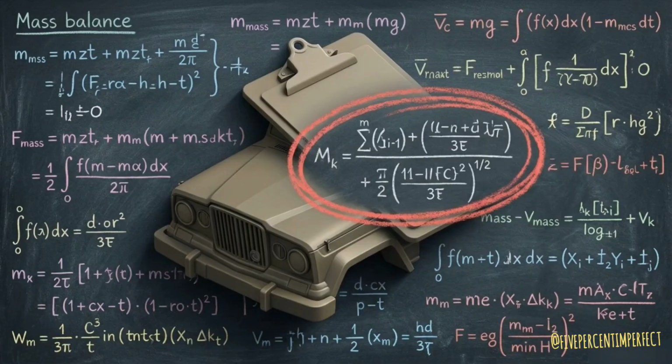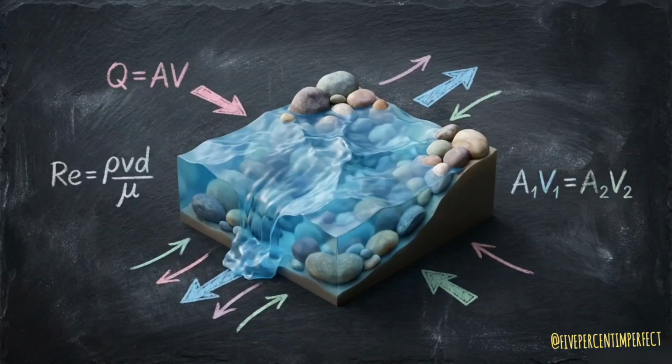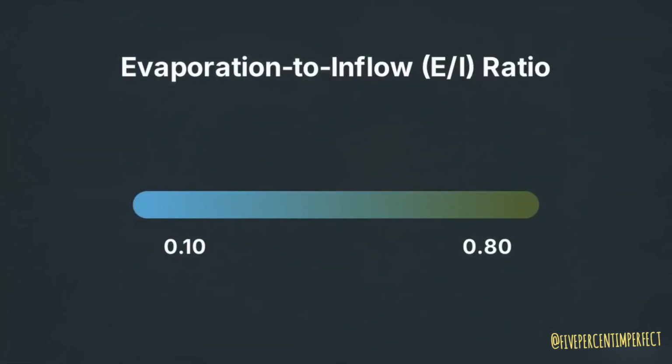Hydrologists use that isotopic footprint to calculate the primary metric for diagnosing lake stagnation, the evaporation-to-inflow ratio, or E/I. A low ratio, like 0.10, indicates a healthy, fast-flushing lake where only 10% of the incoming water evaporates. This spectrum scale illustrates the alternative. A high ratio of 0.80 indicates a stagnant basin that is vaporizing 80% of its intake.